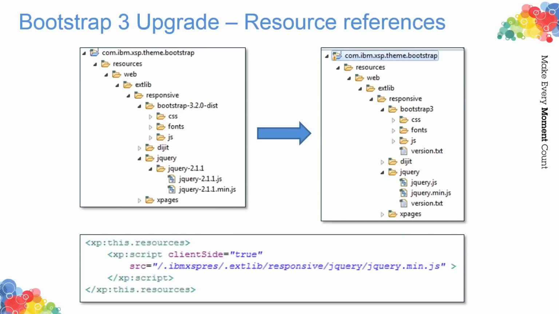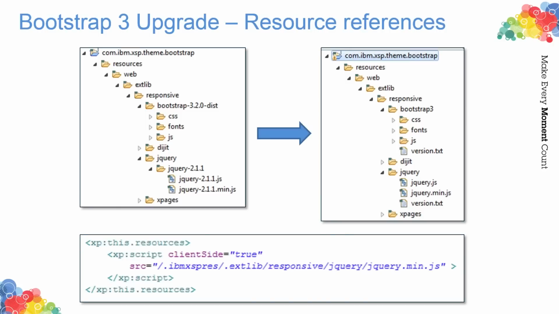On the left is the old structure of the CSS and JavaScript resources for both Bootstrap and jQuery back in Extension Library 15. So you can see in the folder name it's referencing 3.2.0, and in the jQuery files it's referencing 2.1.1. So in the new version on the right, we removed those granular references to the version number, and for Bootstrap we're just referencing Bootstrap 3, and for jQuery we've removed the version number altogether.